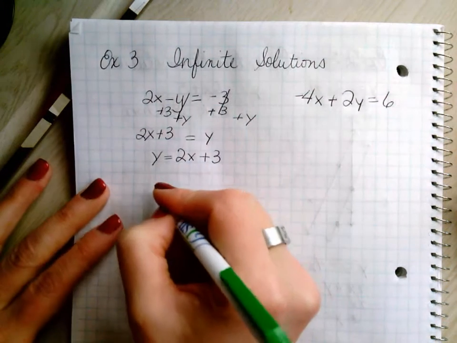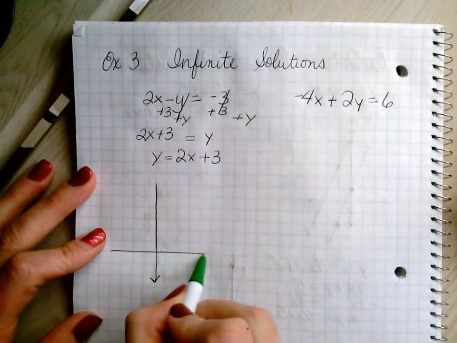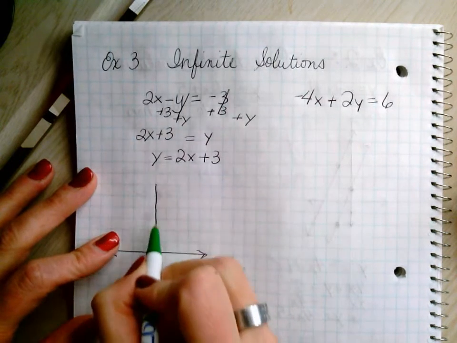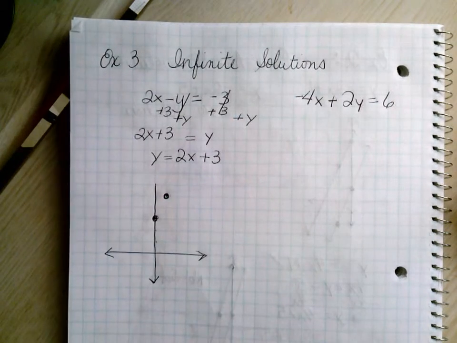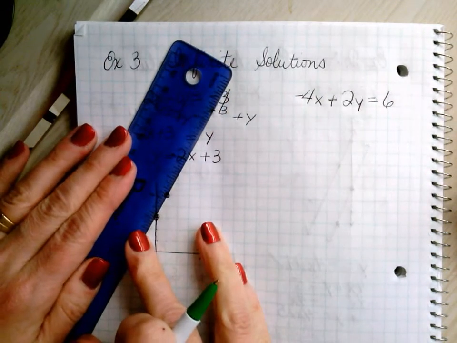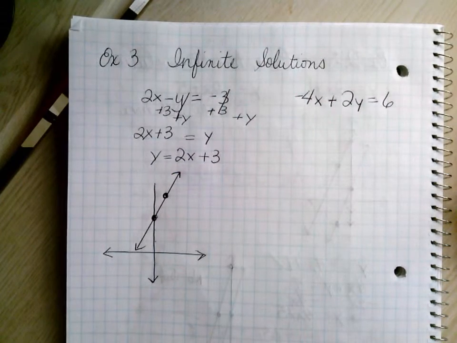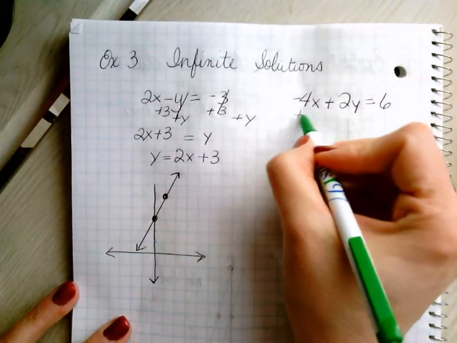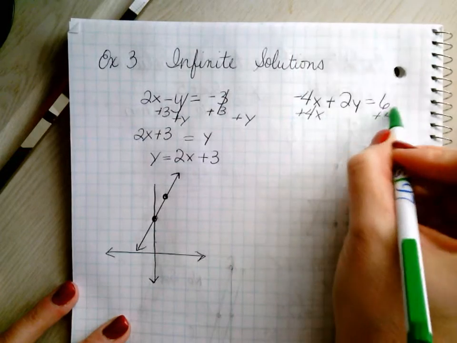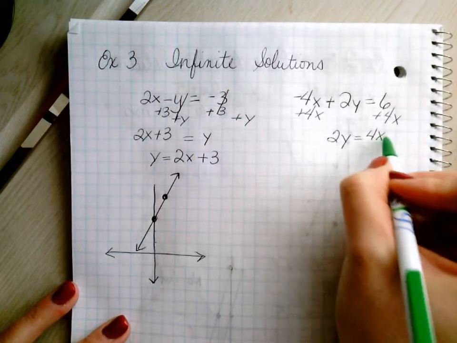Y-intercept is 3, slope is 2. One, 2, 3, up 2, right 1. Okay, this is my first line. Okay. The next guy. Is it in slope-intercept form? No, but at least the y is positive. That's good. We're going to add 4x to both sides. And to keep it in the right form, 2y equals 4x plus 6.